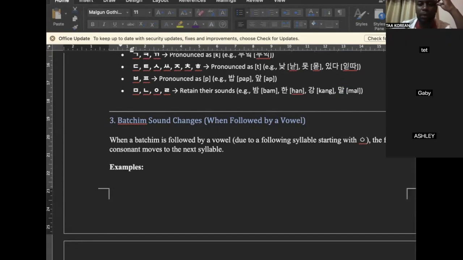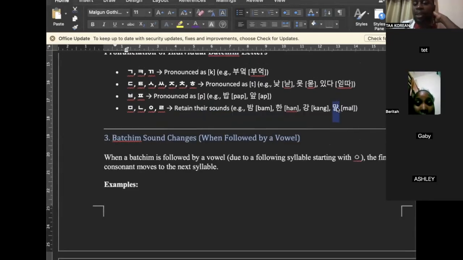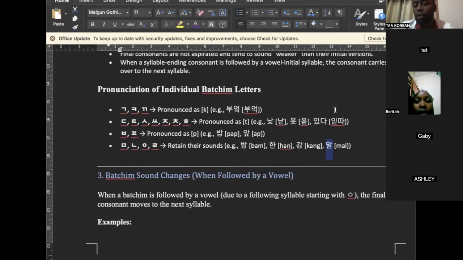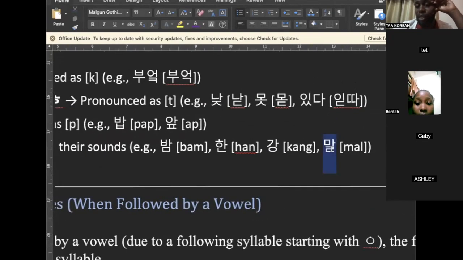Okay, so now you cannot pronounce this as mar. It's mal. Okay, why? It appears in the Batchim position. Now, since you guys now know what a Batchim is, now I can say, oh, it appears in the Batchim position, therefore you pronounce it as an L.